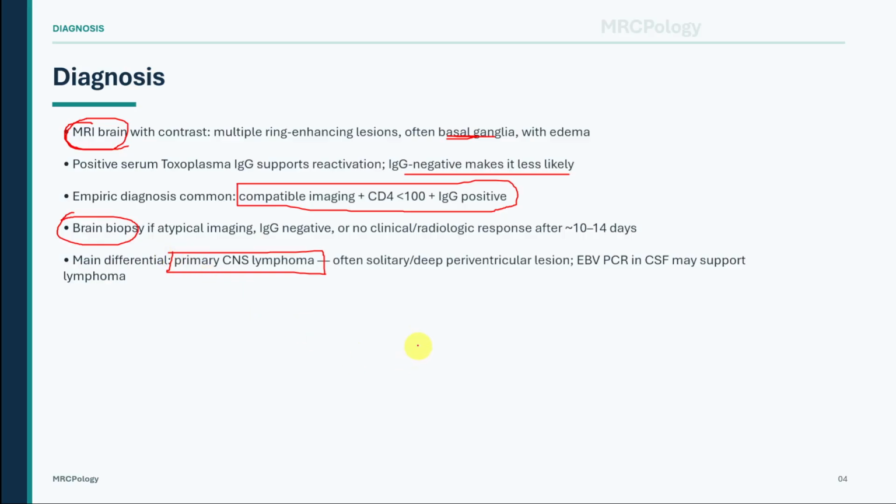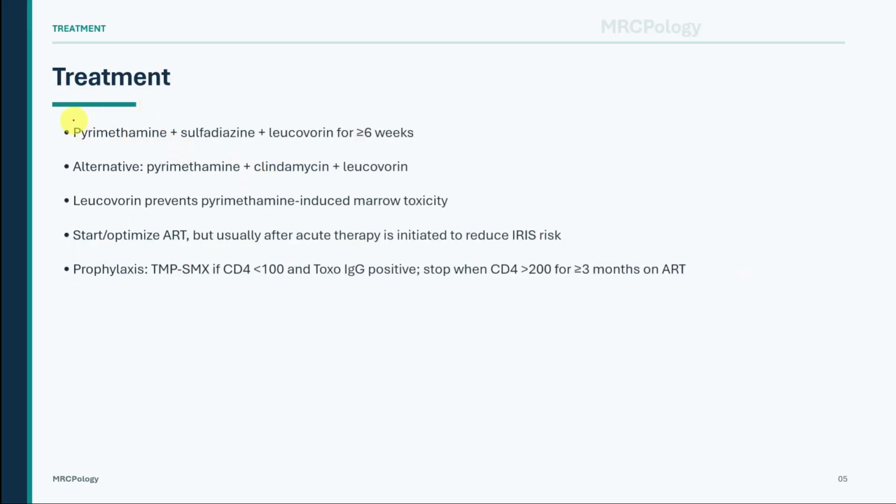Toxoplasma encephalitis usually causes multiple ring-enhancing lesions, commonly in the basal ganglia. Primary CNS lymphoma is often solitary, deep, and periventricular, although there can be overlap. EBV PCR in the CSF may support the diagnosis of CNS lymphoma. Another important safety point: if there is mass effect or raised intracranial pressure, do not rush into lumbar puncture without appropriate imaging and assessment. Treatment is with pyrimethamine, sulfadiazine, and leucovorin for at least 6 weeks.